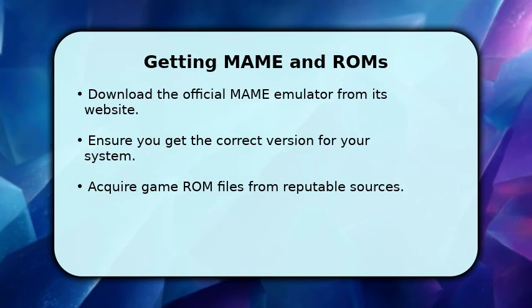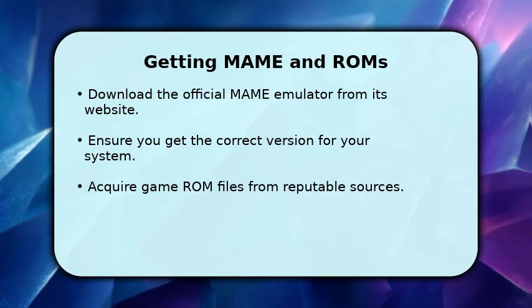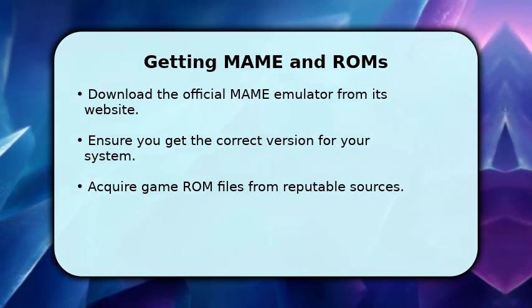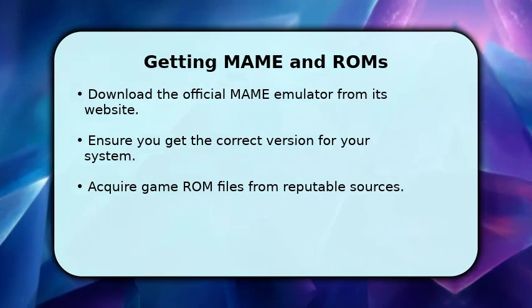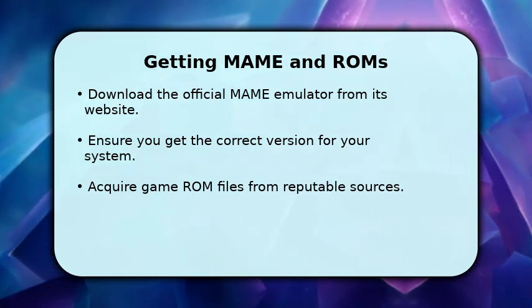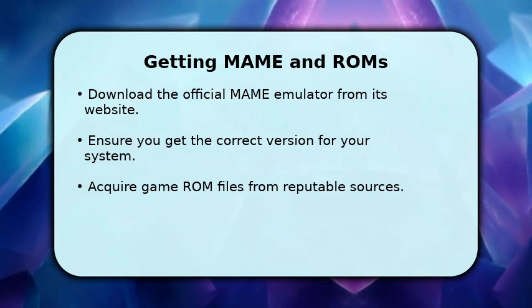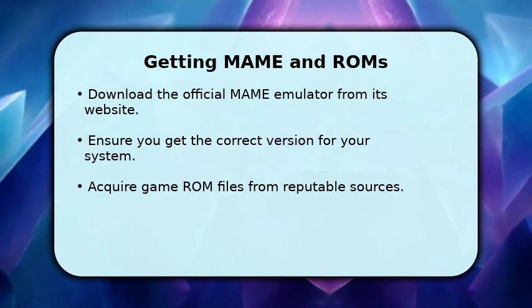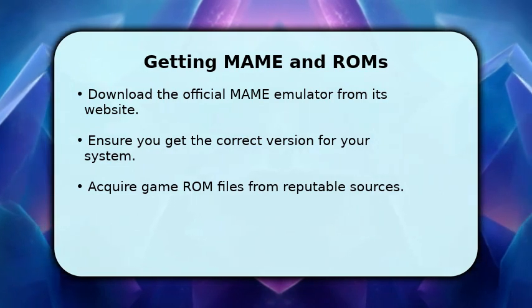Now, let's talk about obtaining these crucial components. You should download the official MAME emulator from its dedicated website, ensuring you select the version compatible with your operating system, whether it's Windows, Mac OS, or Linux. For game ROM files, seek out reputable online archives. It's vital that your ROMs are compatible with your specific MAME version. Often, a MAME version number corresponds to a particular ROM set.